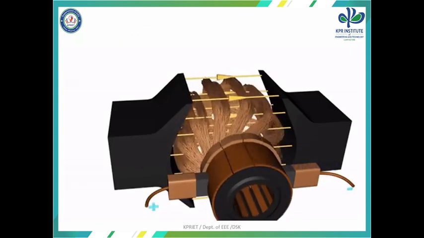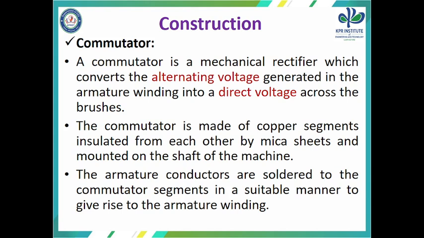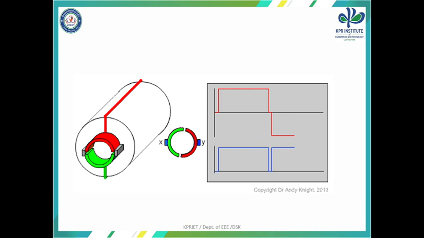Here you can see the diagram of the commutator. The commutator is a mechanical rectifier which converts the alternating voltage generated in the armature winding into a direct voltage across the brushes. The commutator is made up of copper segments insulated from each other by mica sheets and mounted on the shaft of the machine. The armature conductors are soldered to the commutator segments in a suitable manner to give rise to the armature winding. So you can see here how the AC voltages are converted into DC. For that purpose only we are using a commutator in the DC motor.